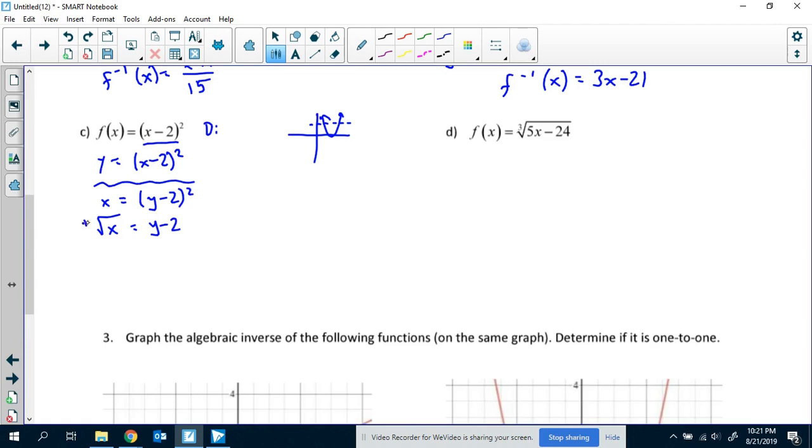Notice that normally in equations, when I square root both sides, I put a plus or minus, but that wouldn't be a function anymore, because if I had plus or minus, it would look something like that. So I'm not going to put the plus or minus. I'm just going to keep it positive for simplicity's sake. Then I'm going to add 2 to both sides. So square root of x plus 2 equals y. So f inverse of x equals square root of x plus 2.